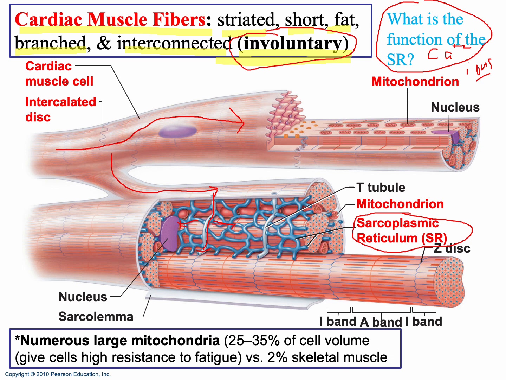A big thing too is, also look at the difference really in the cell volume of mitochondrion. So, with cardiac muscle cells, there's going to be numerous large mitochondria. And this makes up really 25 to 35% of cell volume versus mitochondria in skeletal muscle. The mitochondria only make up 2% of cell volume. And the big difference here is the fact that the cardiac muscle has a high percentage of mitochondria cell volume because we don't want the cardiac muscle to go ahead and fatigue easily. The heart has to beat your entire life.